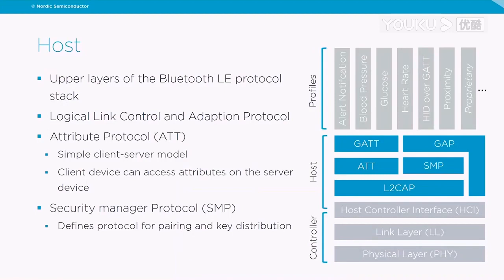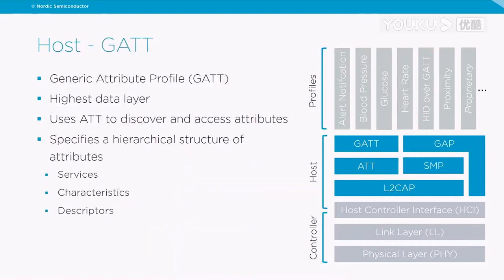Then you have the security manager protocol, and this defines a protocol for pairing and key distribution, which you use to authenticate and encrypt the link. Then you also have GATT inside the host, and this is the generic attribute profile. This is the highest data layer, and it uses ATT to discover and access attributes. And it also specifies a hierarchical structure of attributes, defining how these can be structured into services, characteristics, and descriptors.